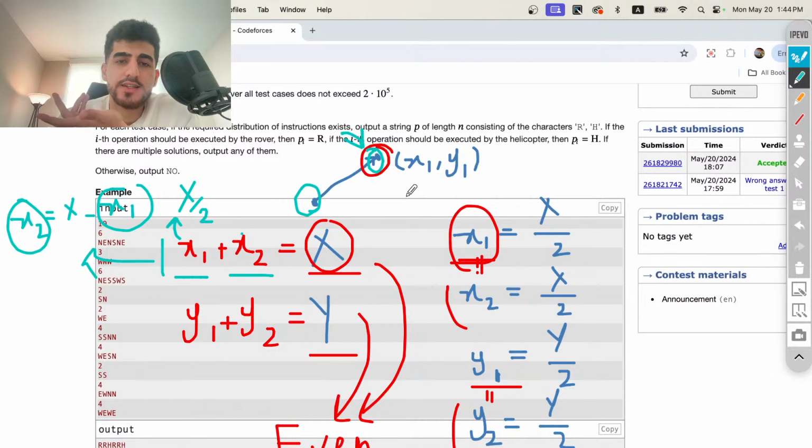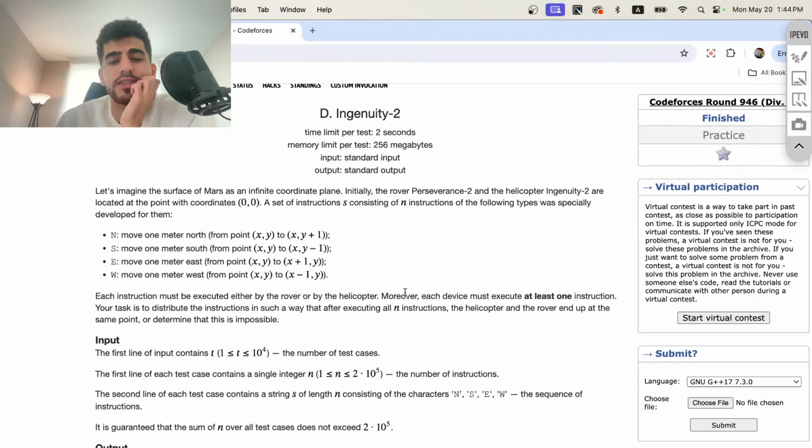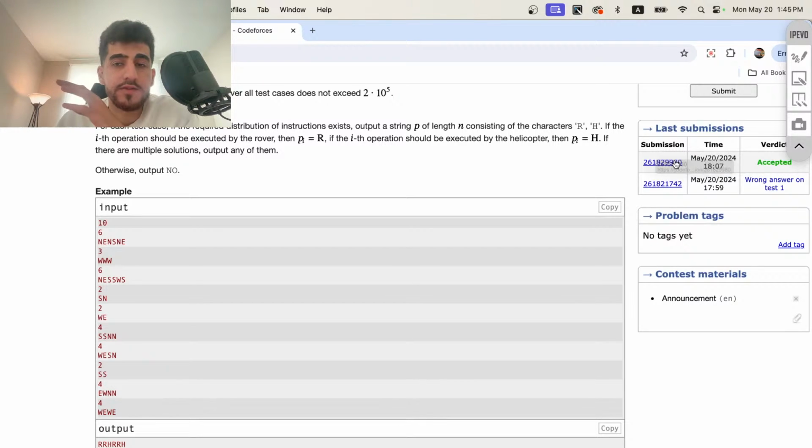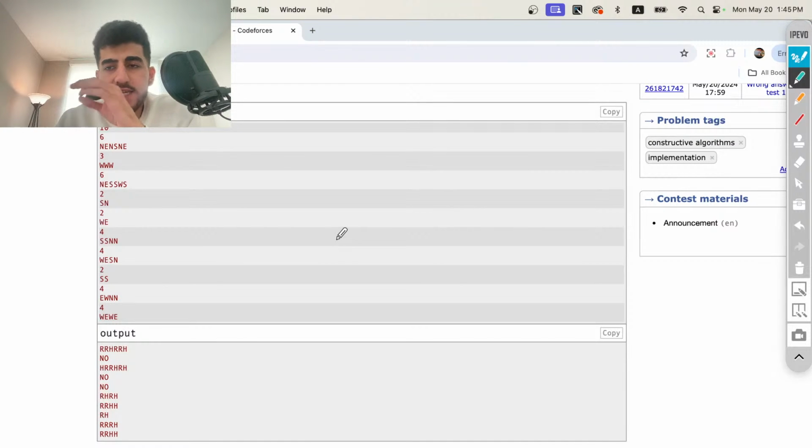So yeah, this is it. And now we just need to be worried about moving one device to its position. And I said that for a second, let's forget that each device must execute at least one instruction. I will tell you how to deal with it at the end. But for now, let's forget about it and solve it without that. Let me first explain a little bit more.